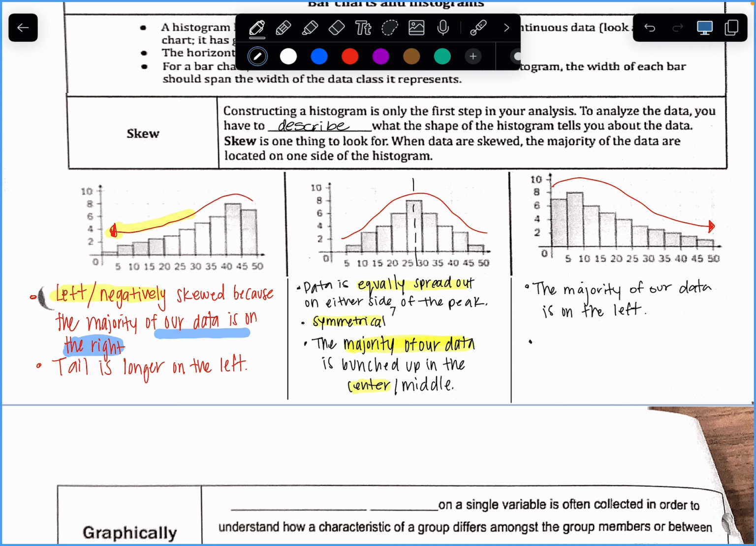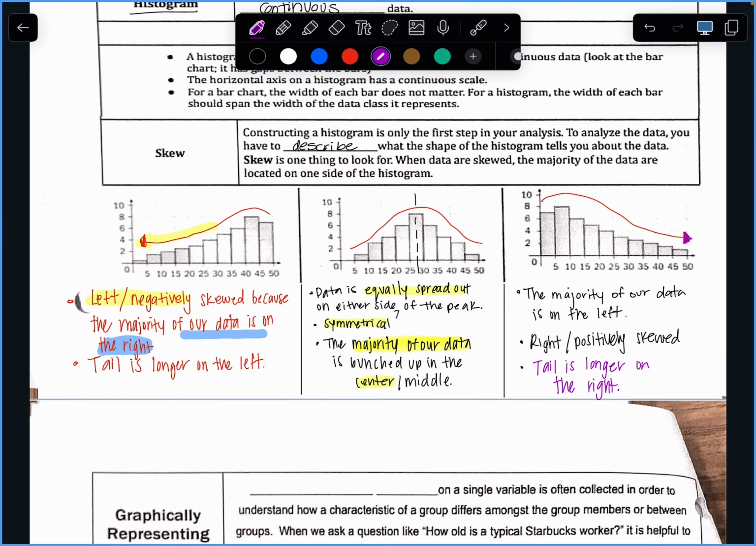And the rest of our data is on what side? The right. So it looks like our tail is extending to the right. So therefore we call this right or positively skewed. In other words, the tail is longer on the right. Do you see that?